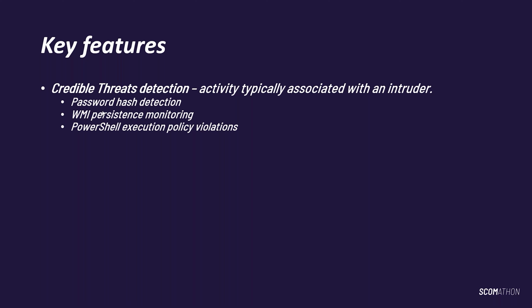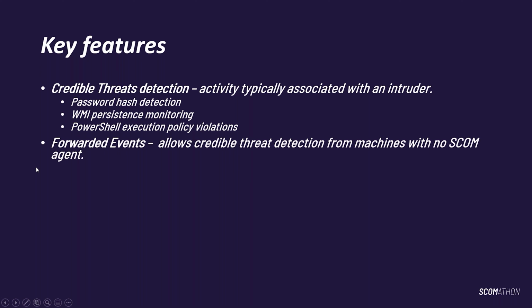Right. That makes sense. So credible threats, essentially things that could happen under business as usual, but are not super likely to happen. Correct. So if they happen, you want to check, is this thing legit or not? Right. Moving on into the next category then, forwarded events.